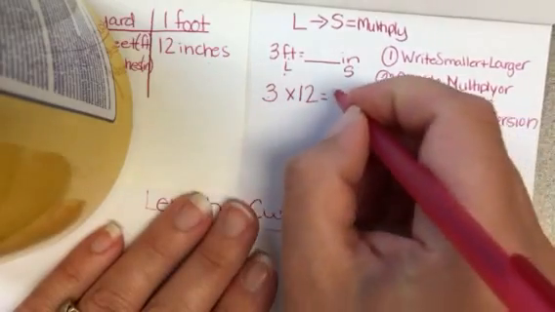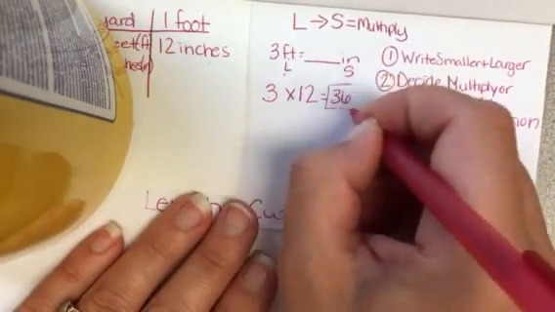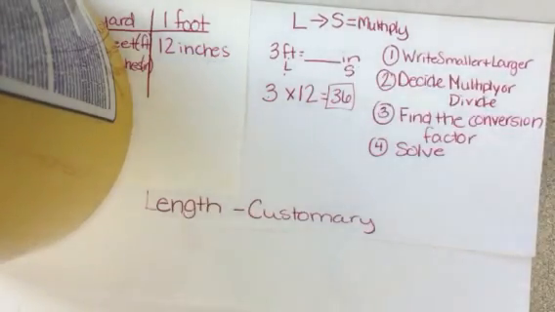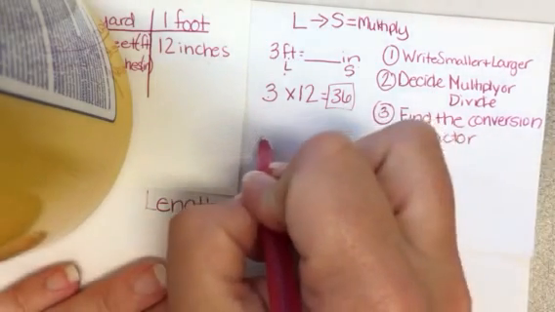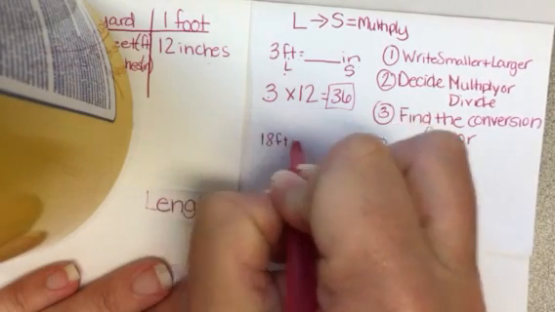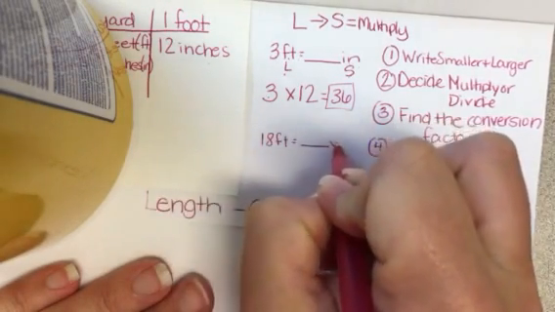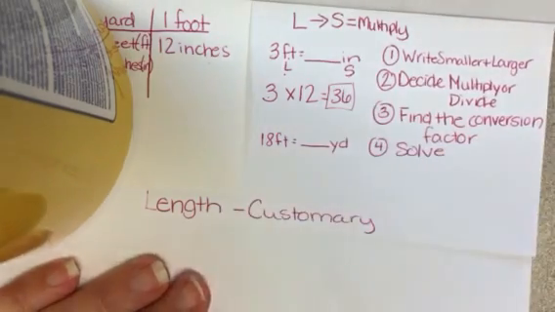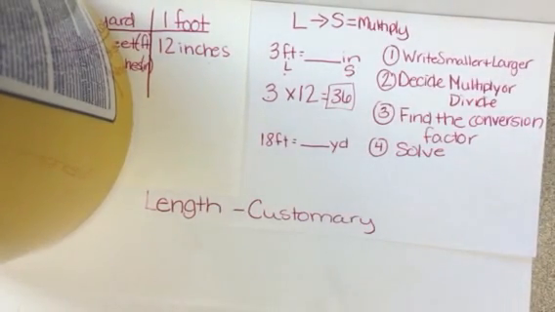3 times 12 is 36, so here's my answer. Okay, let's try another problem. Let's try 18 feet equals how many yards?